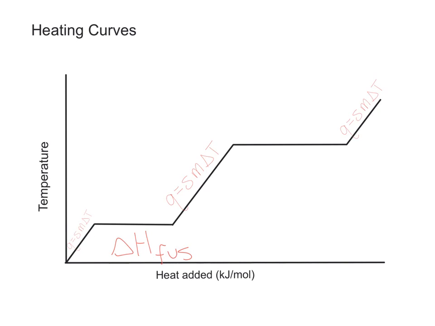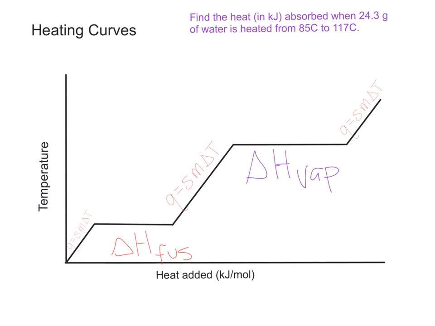Similarly, we also need a value that will help us calculate the amount of heat that's added when you are going from a liquid to a gas. And that is called the delta H of vaporization. This is technically defined as the amount of heat that's required in order to have 1 mole of liquid be transitioned into 1 mole of gas.